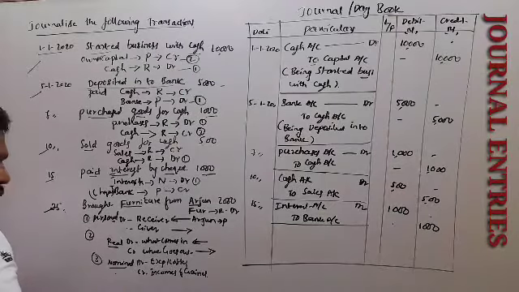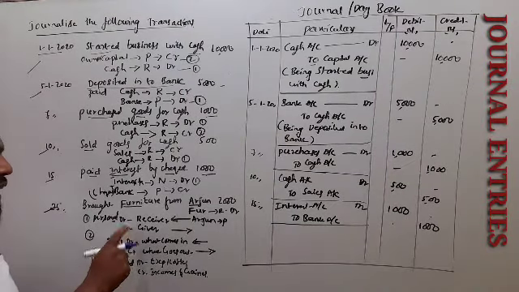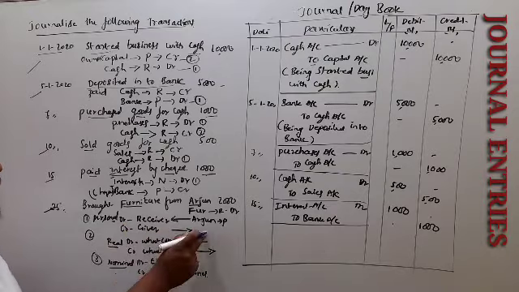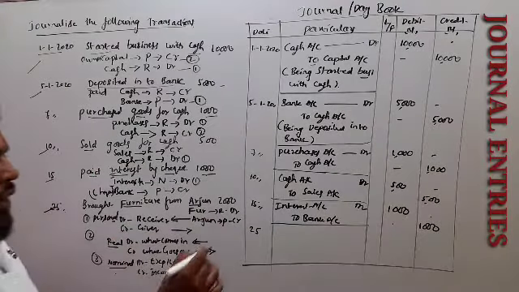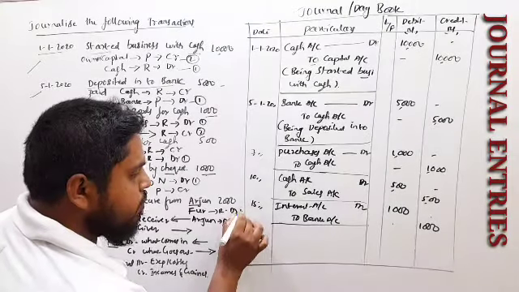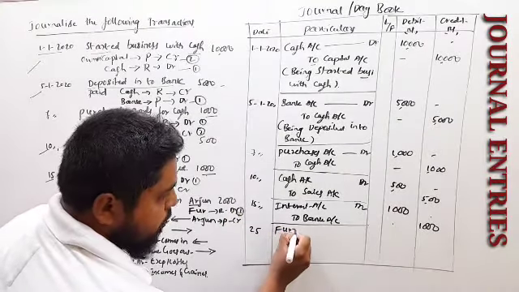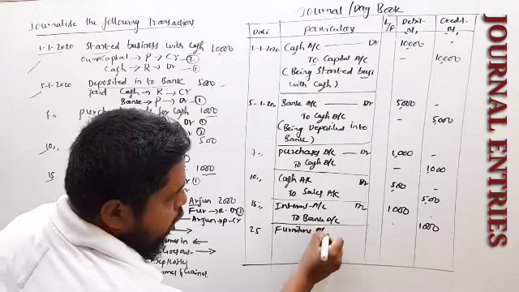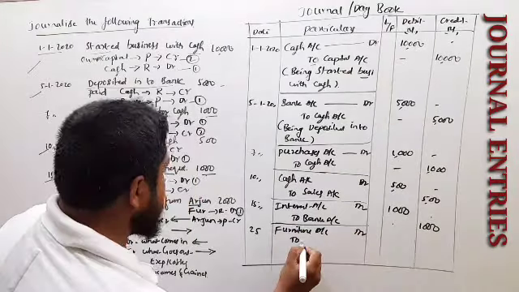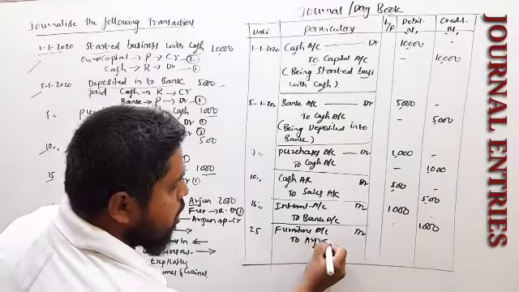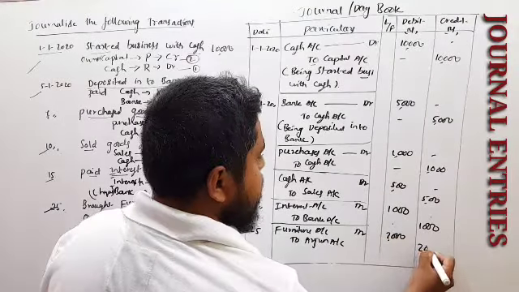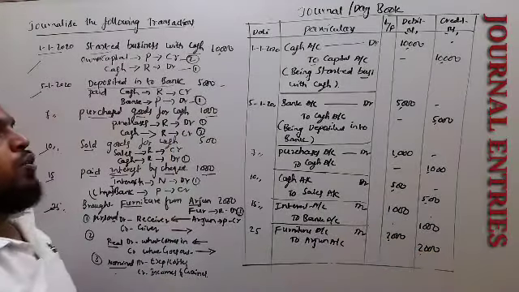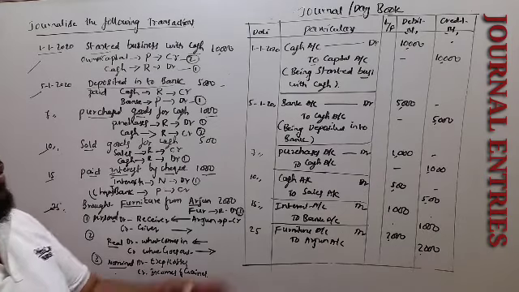Who is the giver? Personal account: credit the giver. So Arjun is the giver. This is the credit side. Now on 25th, the entry: first debit entry, furniture account debtor, to Arjun account. Arjun account, so amount 2000. So these are the entries.